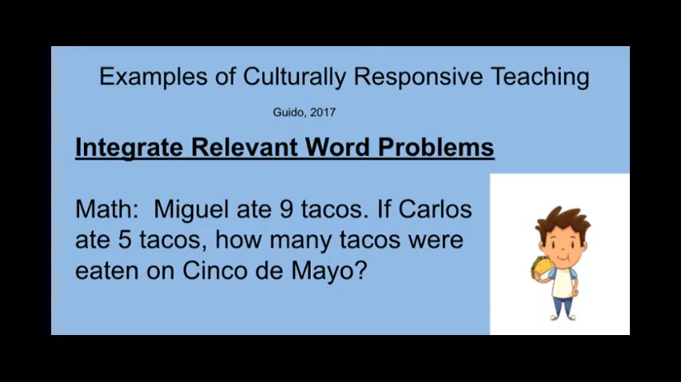In order to understand different types of culturally responsive teaching, we would look at different subject areas. In this case, we're looking at a math problem. If Miguel ate 9 tacos and Carlos ate 5 tacos, how many tacos were eaten on Cinco de Mayo? Not only are we empathetic to students of different cultures, we can add that into our questions. Just a simple question like that, a student would be able to relate to the student in the question.